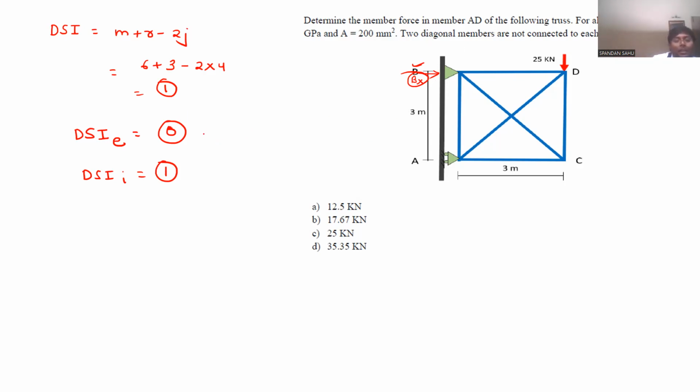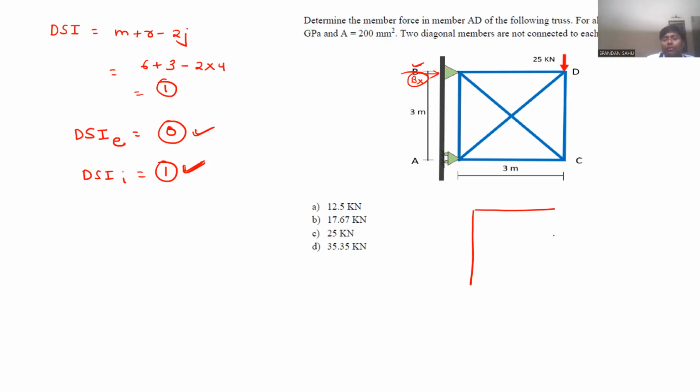See, if DSI external is 0, so externally the structure is determinate. You don't have any scope of introducing a redundant in the external joints. In this case, the internal indeterminacy is there. So you have to identify one member in which you can tell that the member force is unity by removing that member. Here member force will be taken as redundant. Since we have to calculate the force in member AD, let us remove AD and that will be our primary structure.